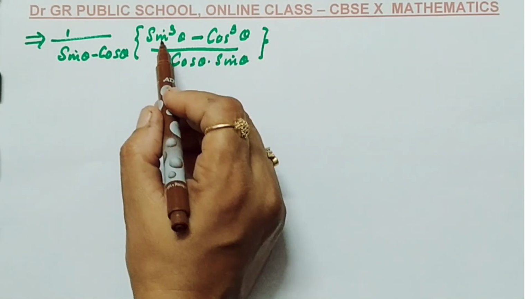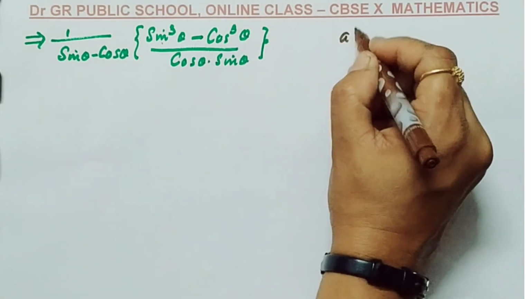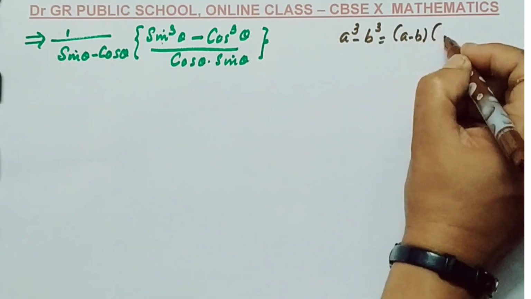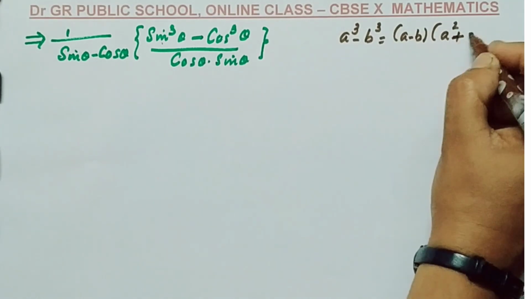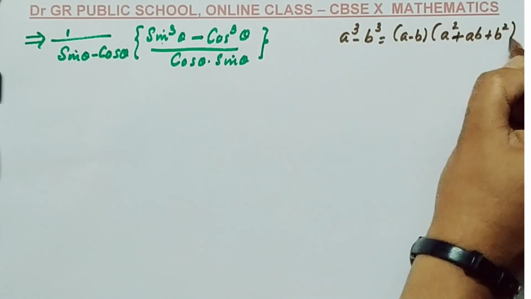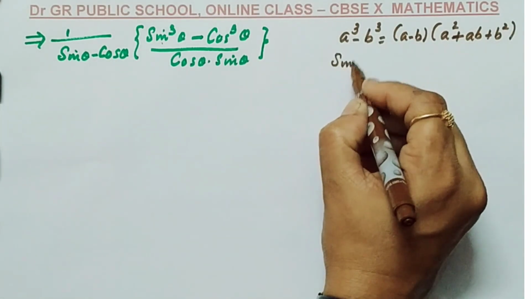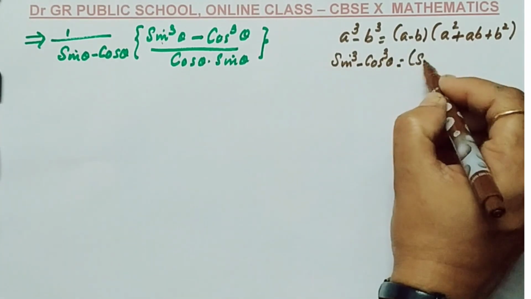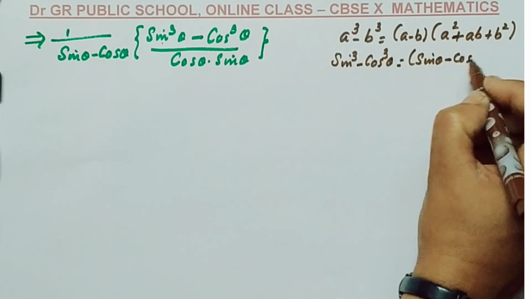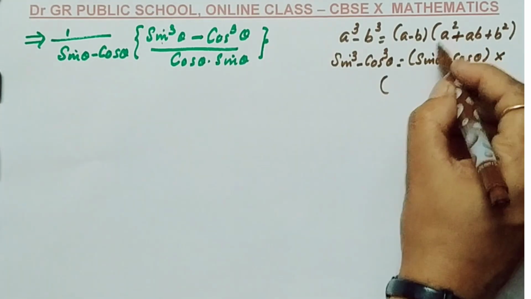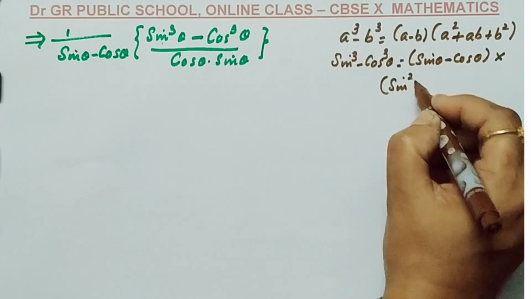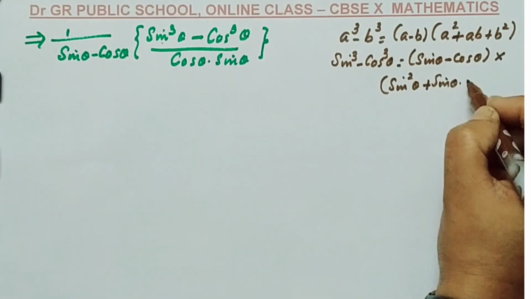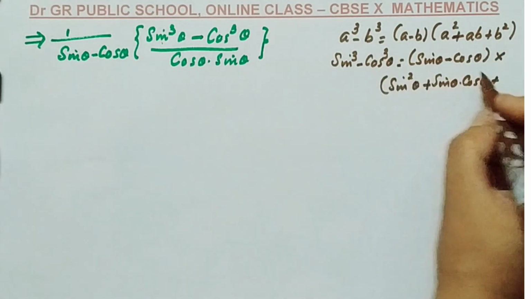The numerator is of the form a cube minus b cube. What is the identity for a cube minus b cube? A cube minus b cube means (a minus b) in one bracket into (a square plus ab plus b square) in the other bracket. In the same way, sin cube theta minus cos cube theta you can replace as (sin theta minus cos theta) in one bracket into (sin square theta plus sin theta into cos theta plus cos square theta). A square means sin square theta, ab means sin theta into cos theta, and b square means cos square theta.